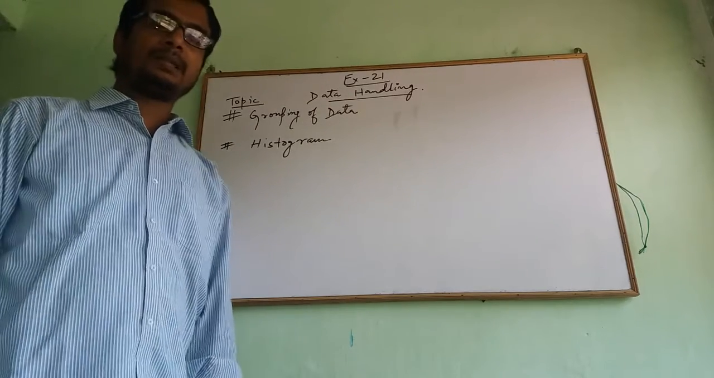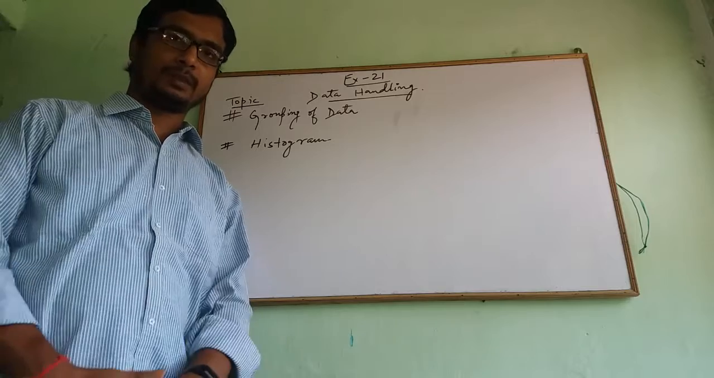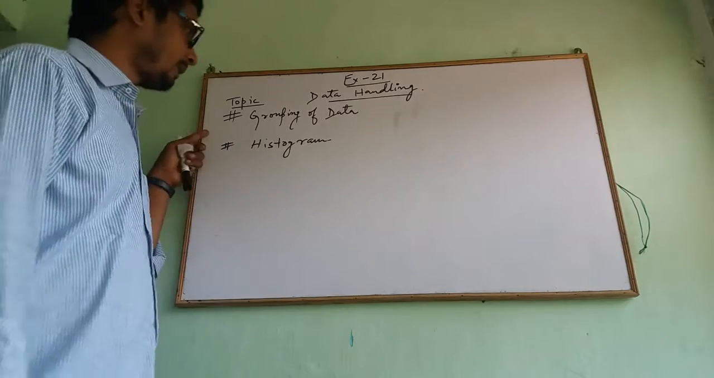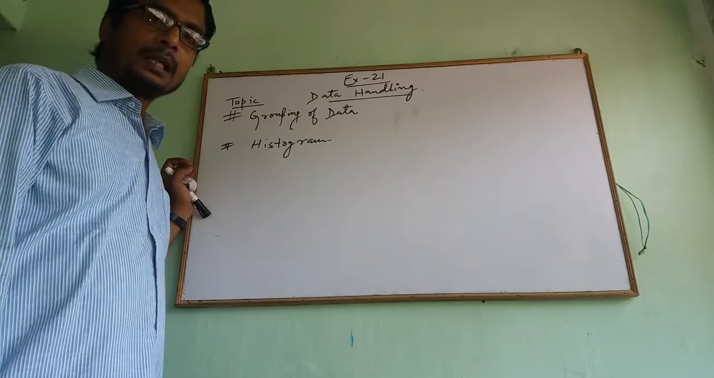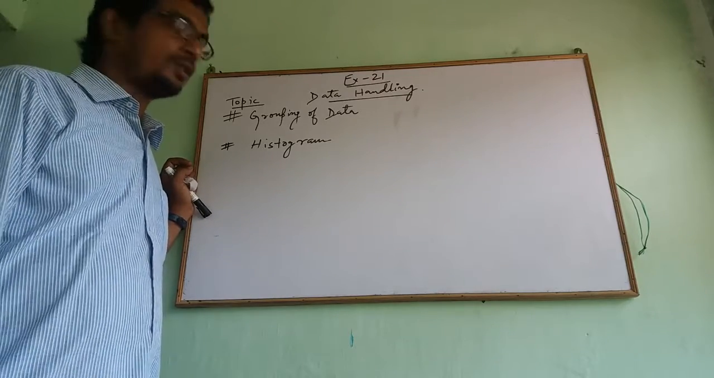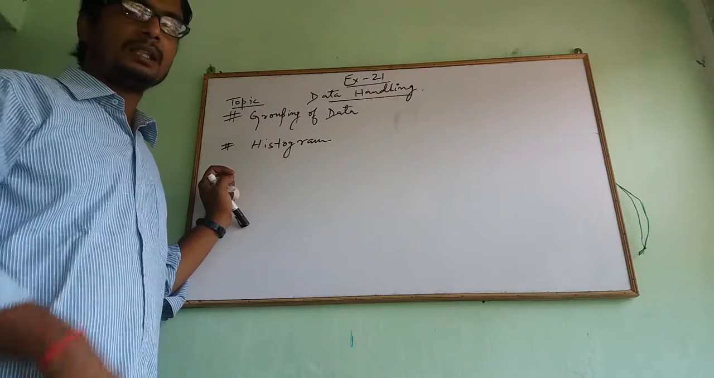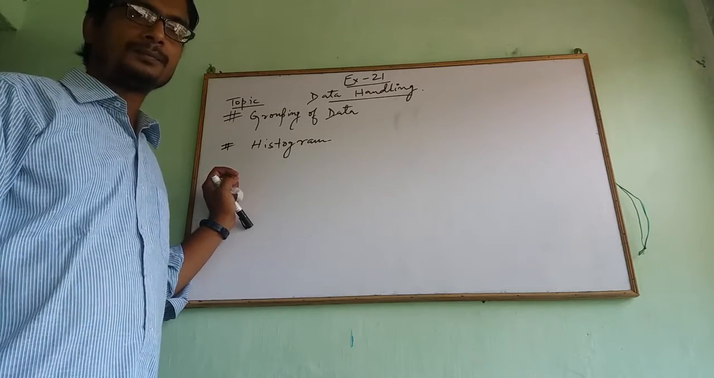In the previous part we have discussed frequency distribution tables. Now in this part we will discuss the following topics. Number one, grouping of data and representing it in a frequency distribution table. And second one is histogram. We will discuss these two topics in this video. So have a look at it.